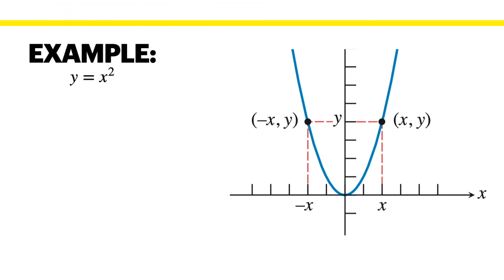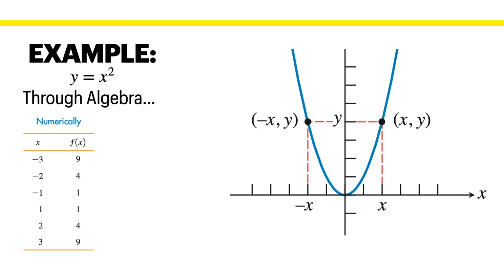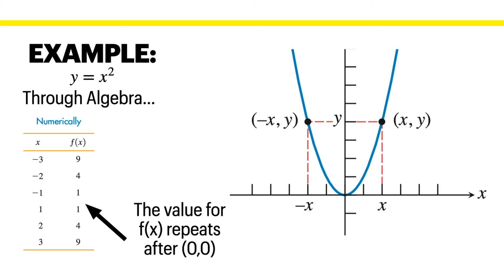Let's try to tabulate the points here. We can try to analyze this through algebra numerically. So there's a table right here, and we can see that in between 1 and 1 over here, there's obviously the 0, which is the origin, and when x is equal to 0, y is 0. Obviously, that's the case. That's the vertex. But the value for f of x repeats after 0, 0. So if you notice from the top, we have 9, 4, 1, and it inverts into 1, 4, 9 after the 0. That is the symmetry that we're looking for, and it's symmetrical with respect to the y-axis.